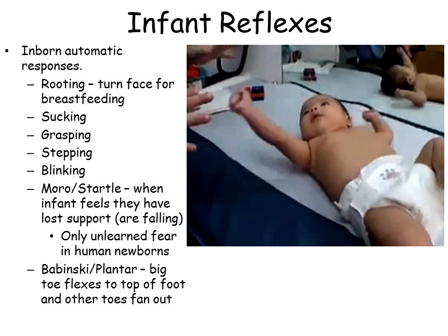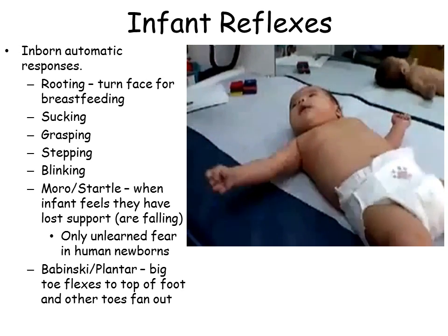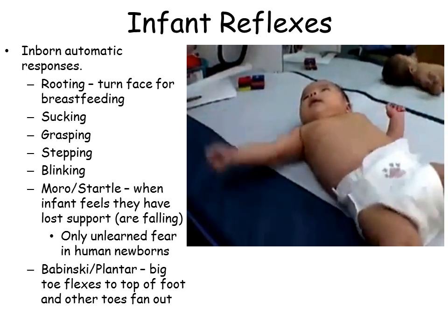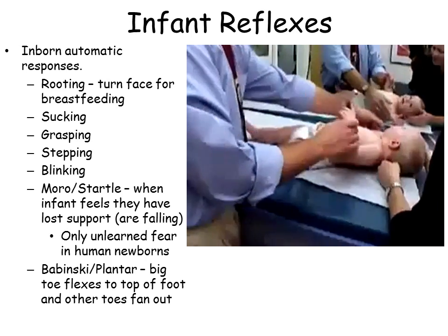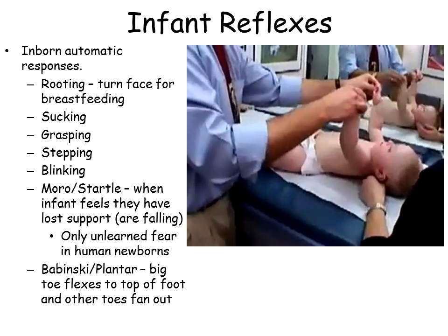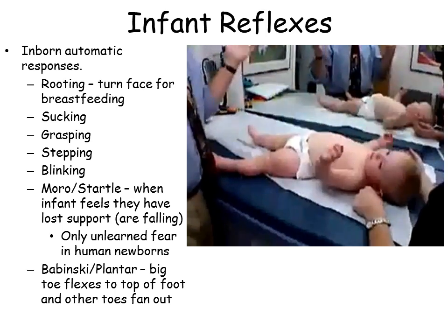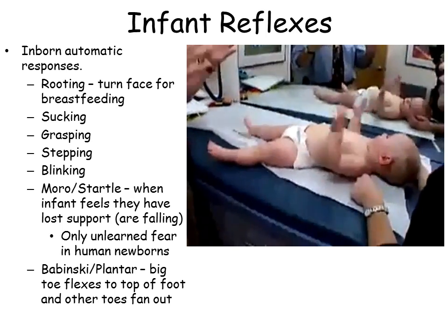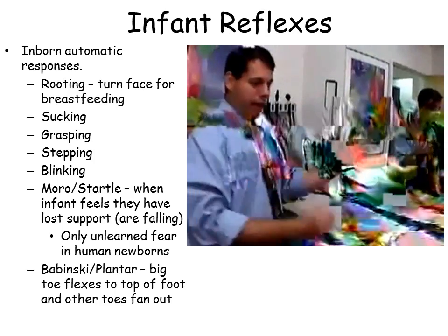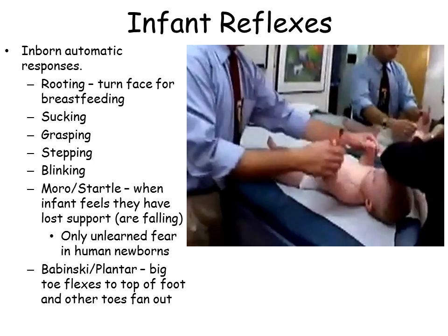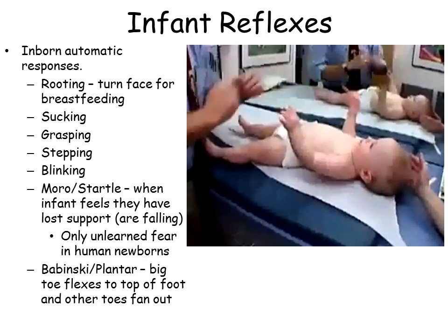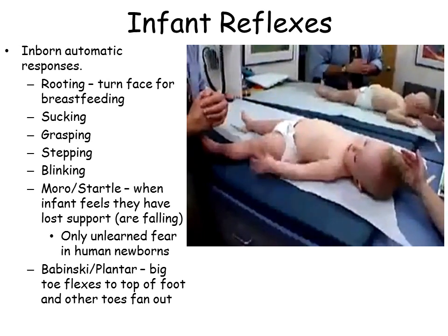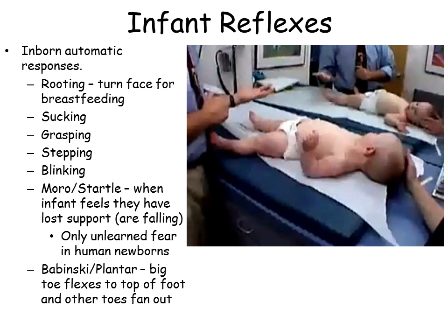Jessipina, who is just 2 months old, has already begun to lose the Moro reflex. Absence of the Moro reflex at birth or reappearance after the normal age of disappearance, approximately 5 months, may suggest damage to the central nervous system. So she doesn't have a startle anymore. It's gone. Okay. She's matured and she's overriding that.